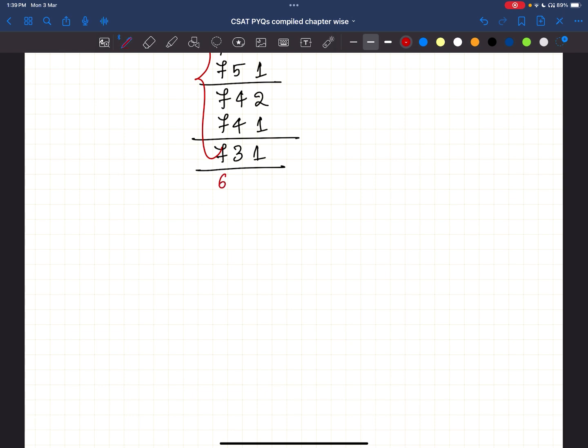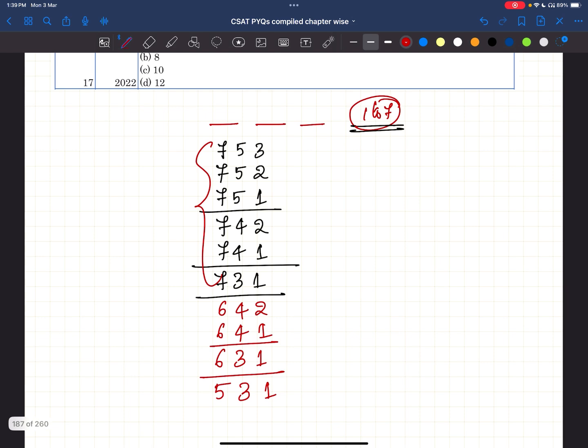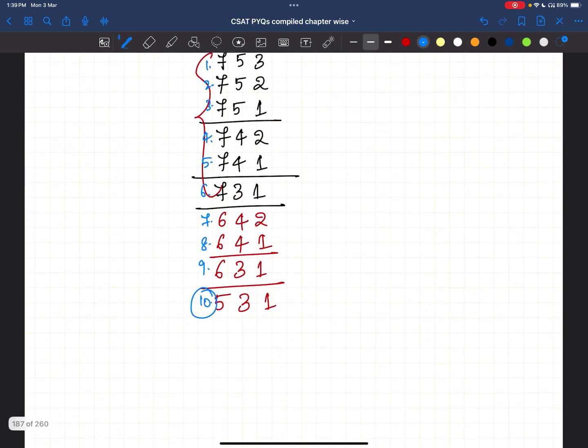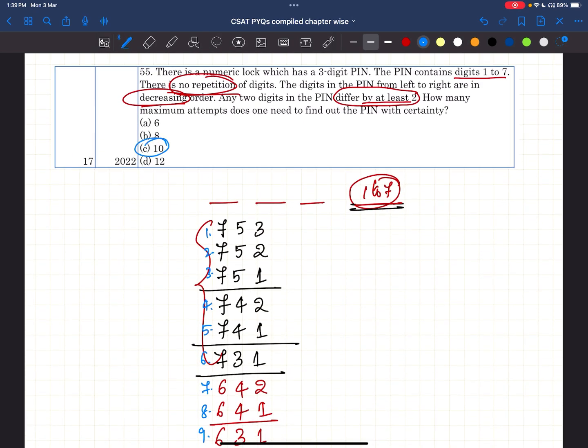Now let's take the next value. It is 6. So the difference must be 2. Next, 6, 4, 1. This is done. Next is 6, 3, 1. So this is done. The next number is 5, 3, 1. We can't take 5, 2 because if we take 5, 2, the next number should be 0, and we can only take values 1 to 7. So only these many possibilities are there. How many numbers? 10 possibilities. The answer is 10.